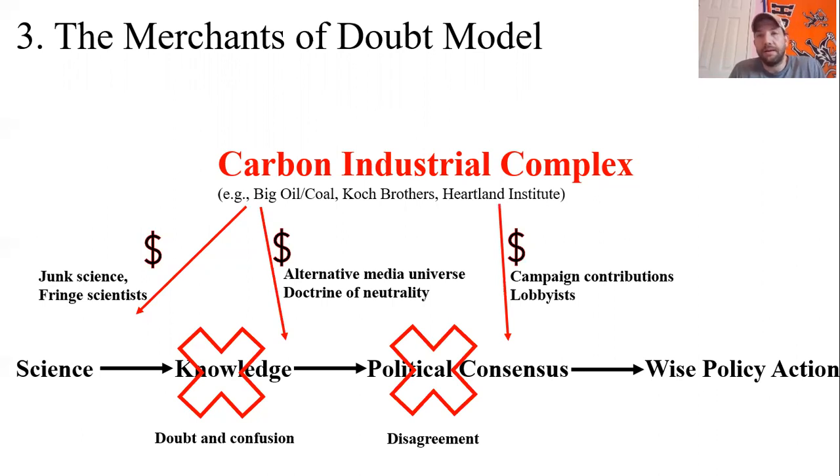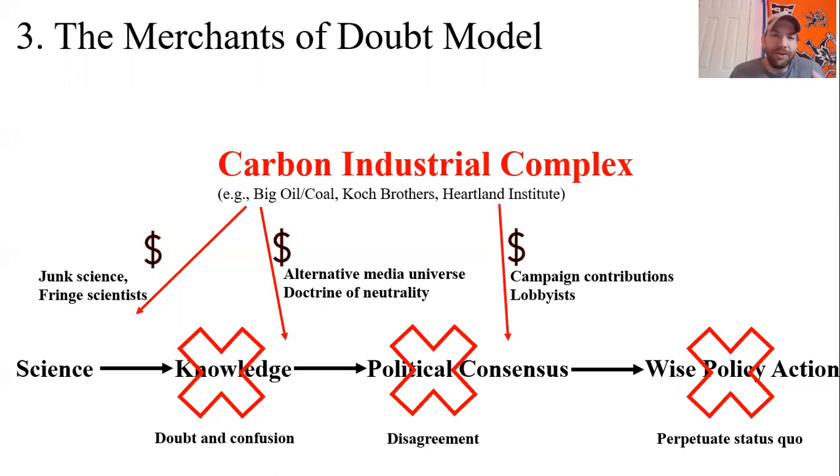Then on the back end, in the politics, big money going into campaign contributions and lobbyists, so that the politicians are in the pockets of the people who are trying to control the narrative and the decisions. So rather than getting what might be a wiser outcome or course of policy action, you just get the perpetuation of the status quo, because there's all this doubt and confusion and disagreement and all of these powerful interests that have all this influence. There you go, right? So that's the Merchants of Doubt model.